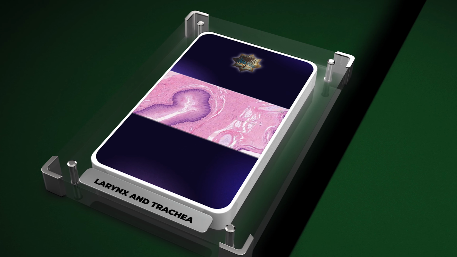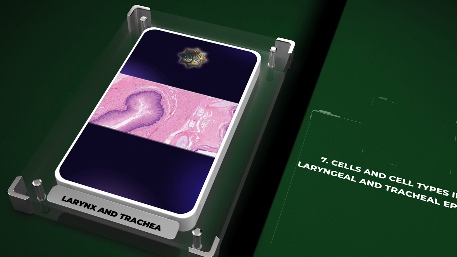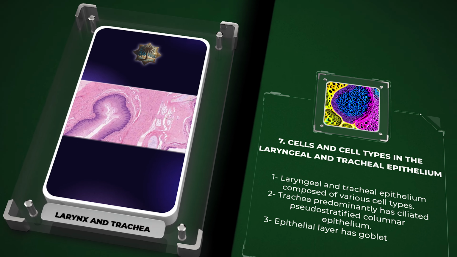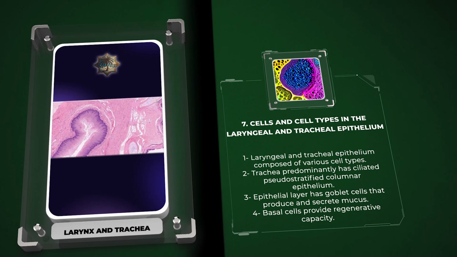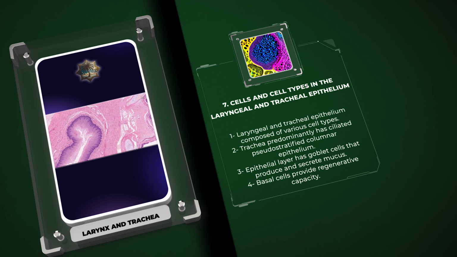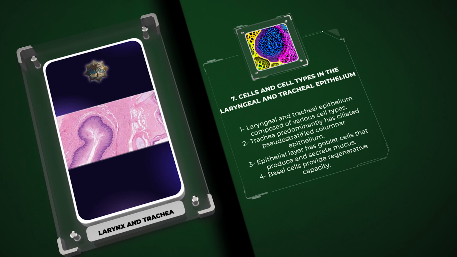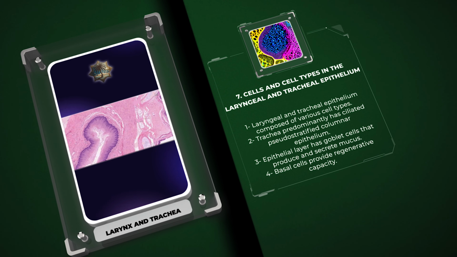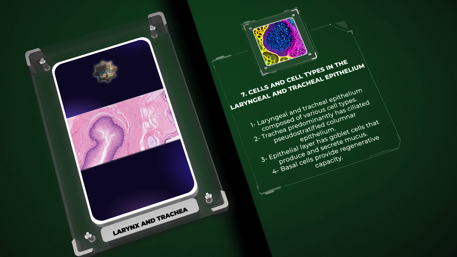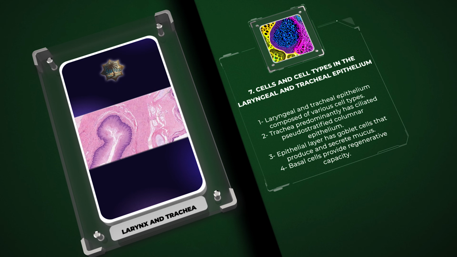The laryngeal and tracheal epithelium is composed of various cell types that serve specialized functions. The ciliated pseudostratified columnar epithelium, predominantly present in the trachea, helps propel mucus and foreign particles out of the respiratory tract. Within this epithelial layer, goblet cells are responsible for the production and secretion of mucus. Additionally, scattered basal cells provide a regenerative capacity, continuously replenishing the respiratory epithelium.